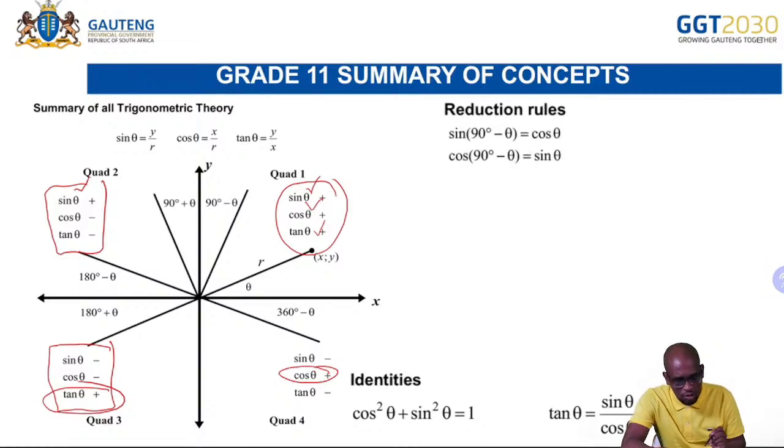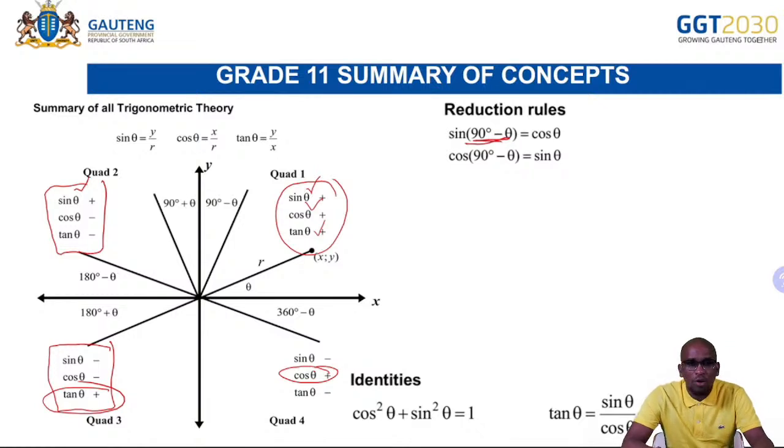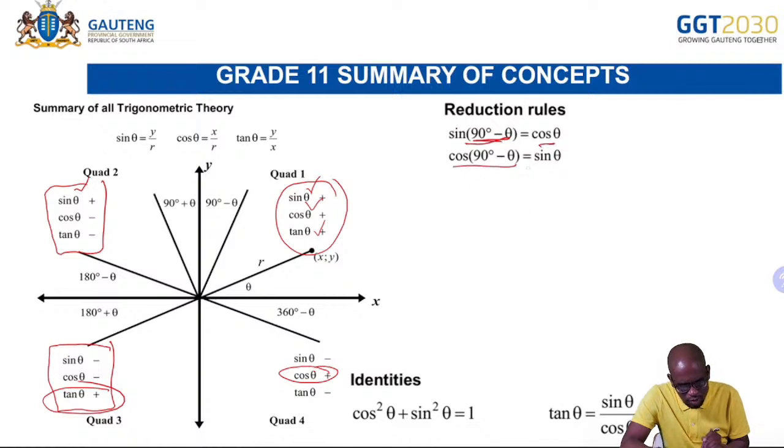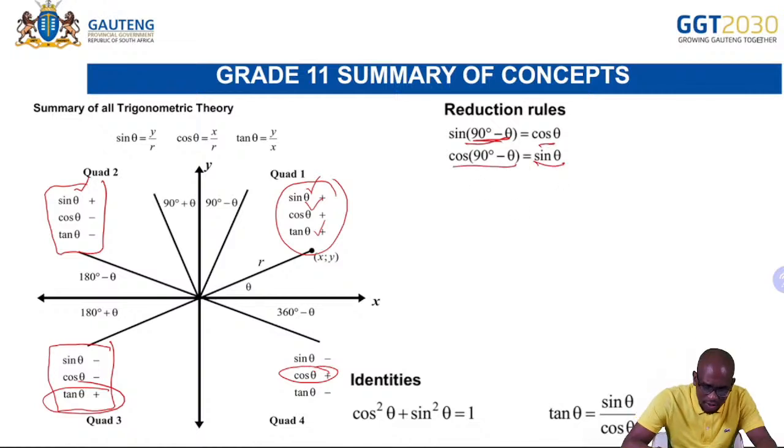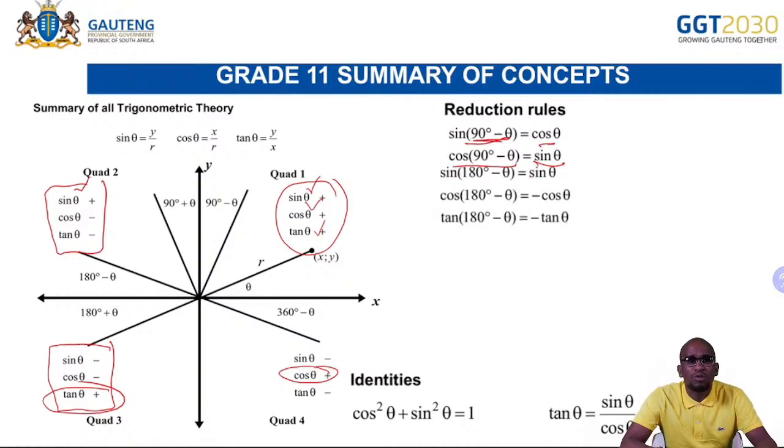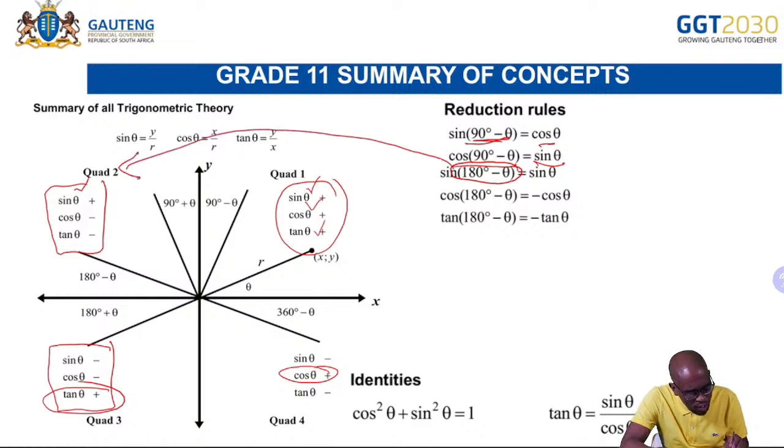With the reduction rules, we know that when we have 90 minus, sine changes to cos and cos changes to sine. So this would be cos theta, and then cos of 90 minus theta would give us sine theta. That's what we dealt with last week. We also know the reduction in terms of 180. If they say 180 minus, when you locate the quadrant, you know that should be in quadrant 2, and you see that the sine is positive in quadrant 2.